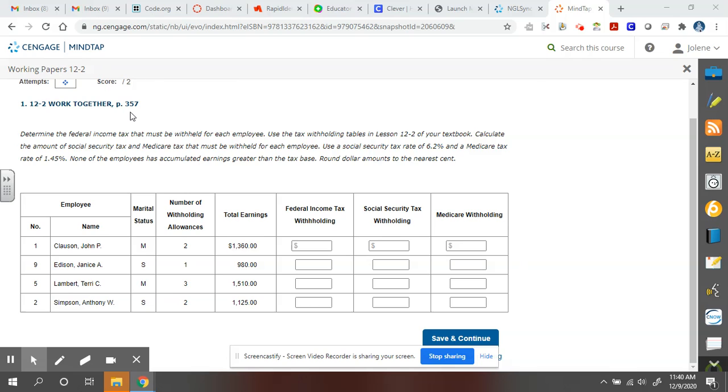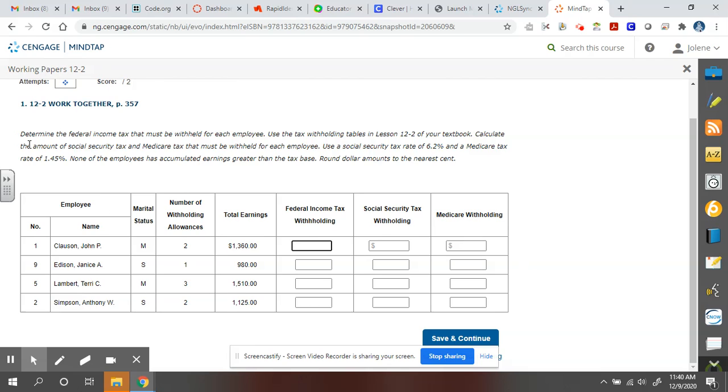You see it's here on page 357. Today we're going to learn about withholdings: federal tax withholdings, Social Security withholdings, and Medicare withholdings from your employees when you are paying them. All right, so this is federal law. Don't make this up. It's in your book in 12-2. And we're really going to need the book on pages 353 and 354, because you're going to have to find the federal withholding tax for each employee depending on if they're married or single.